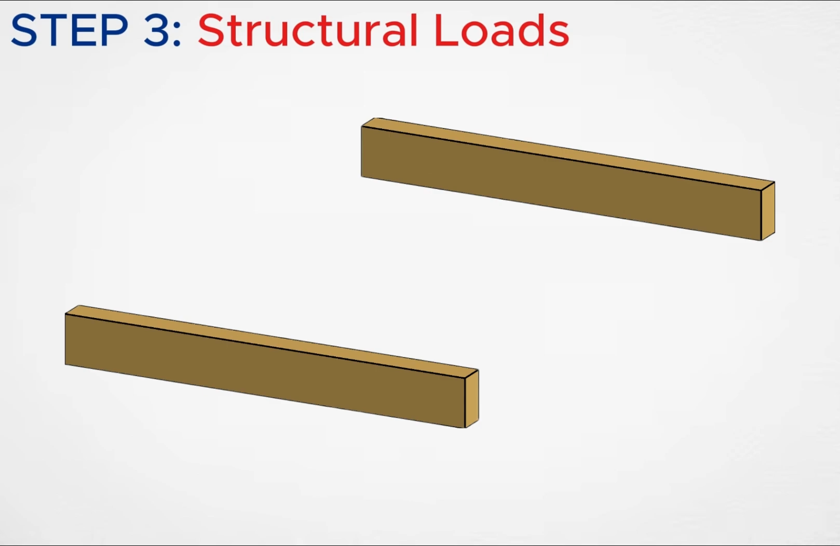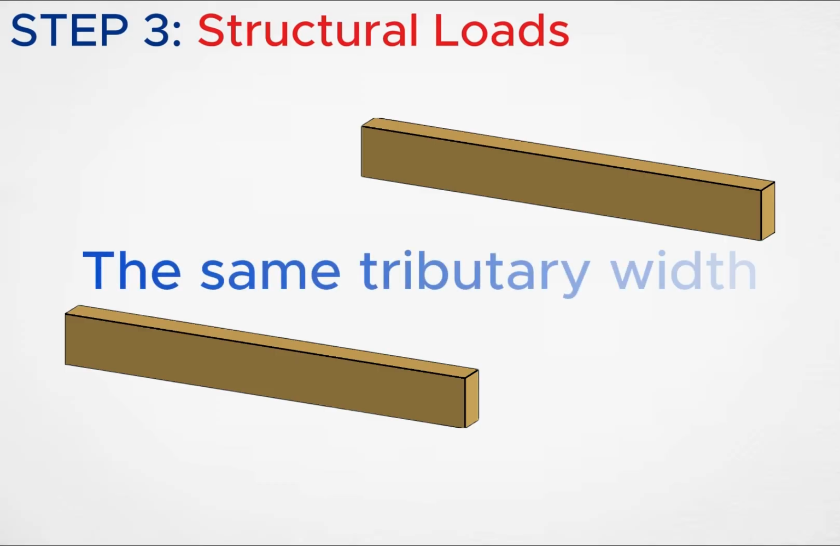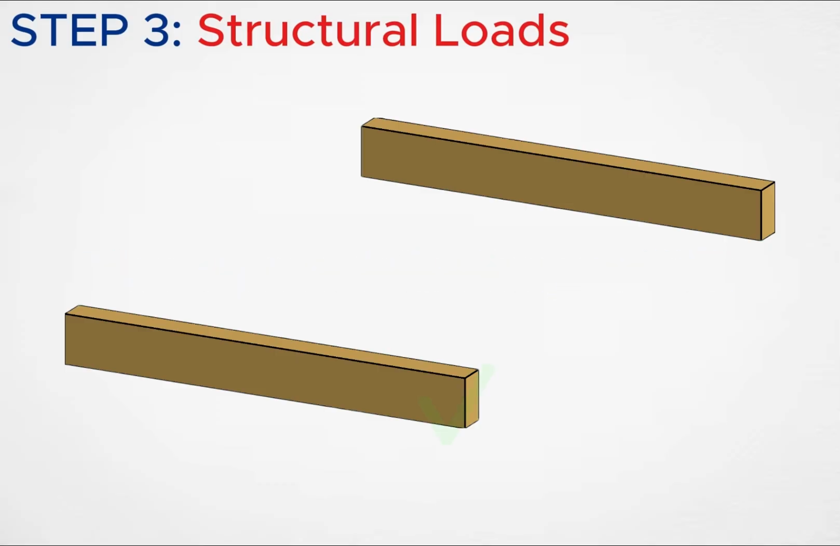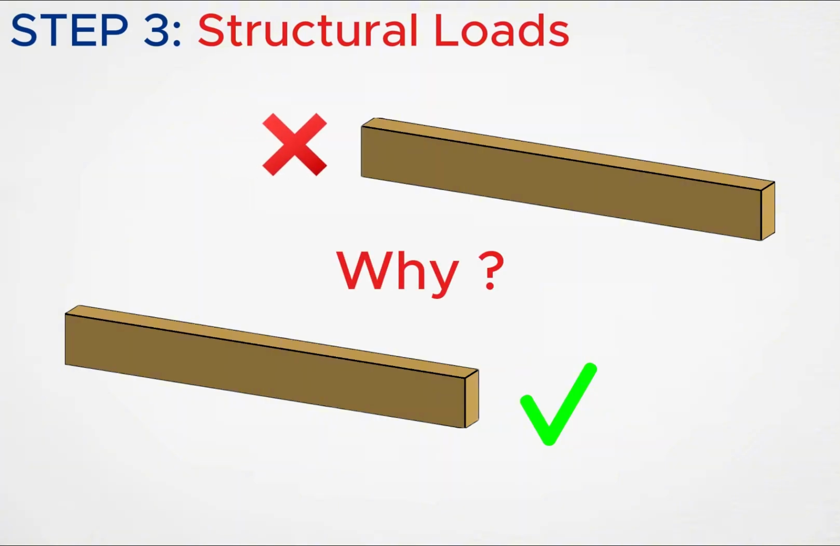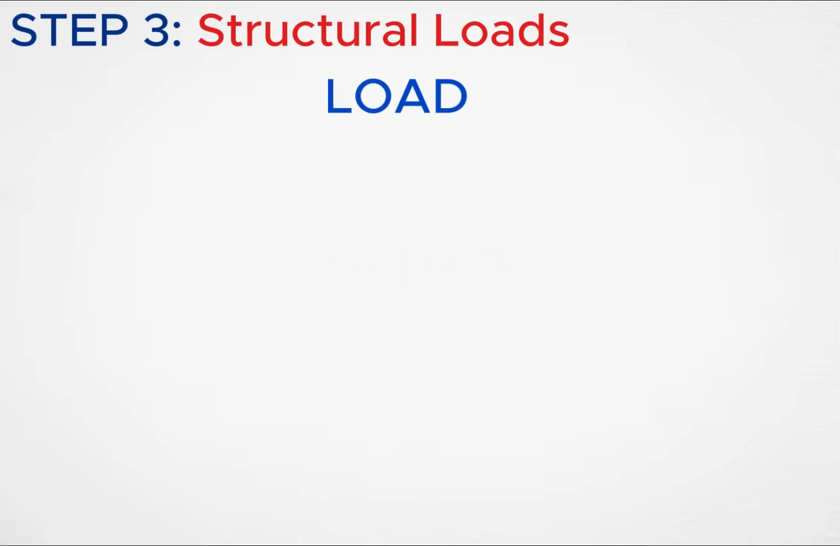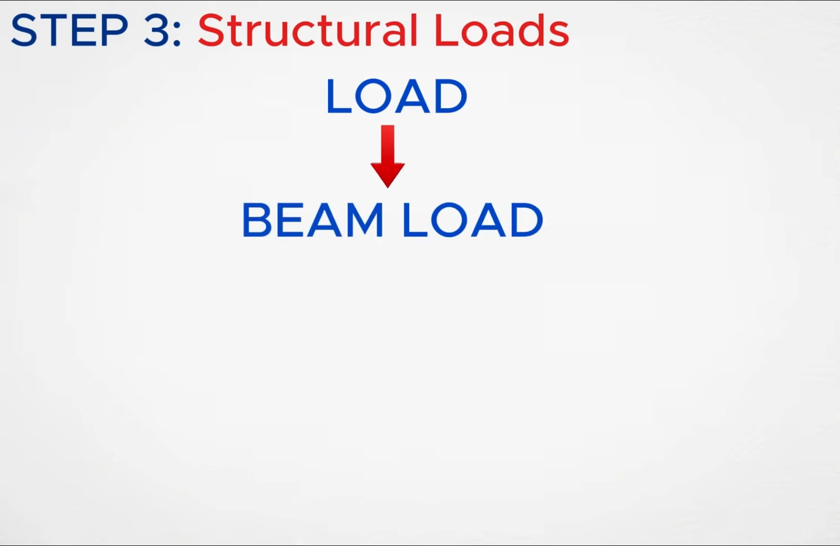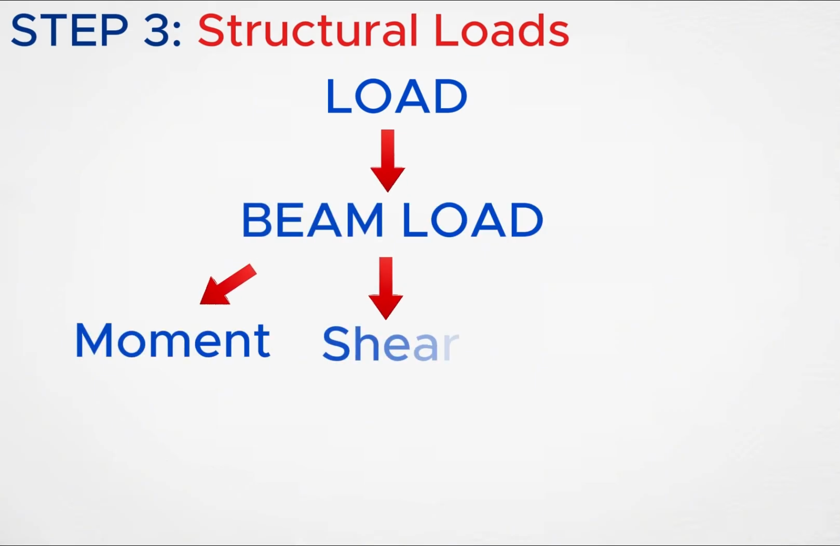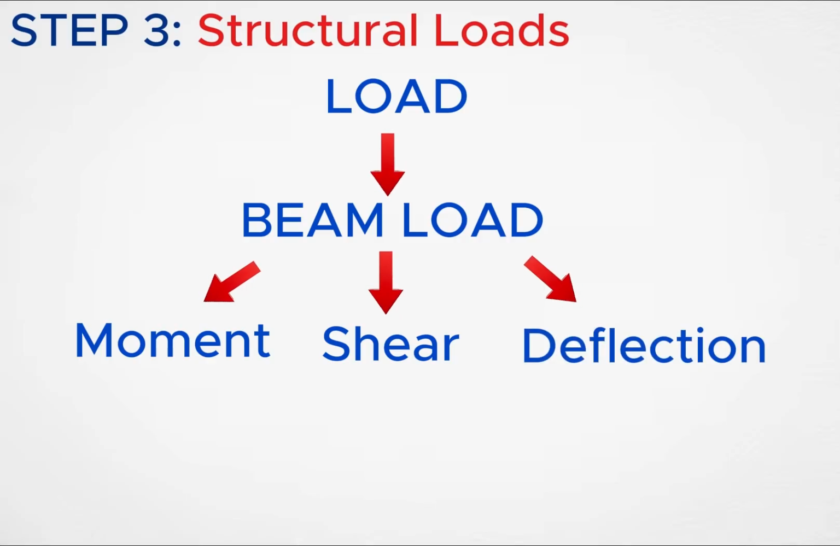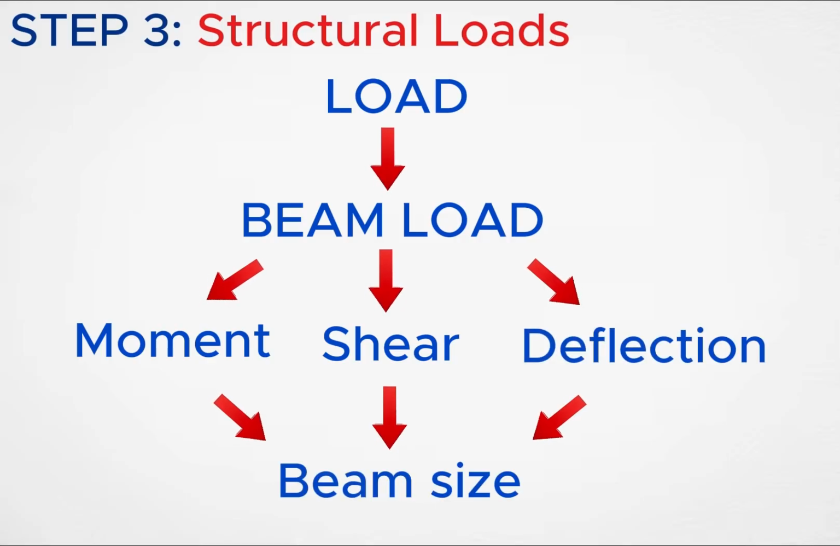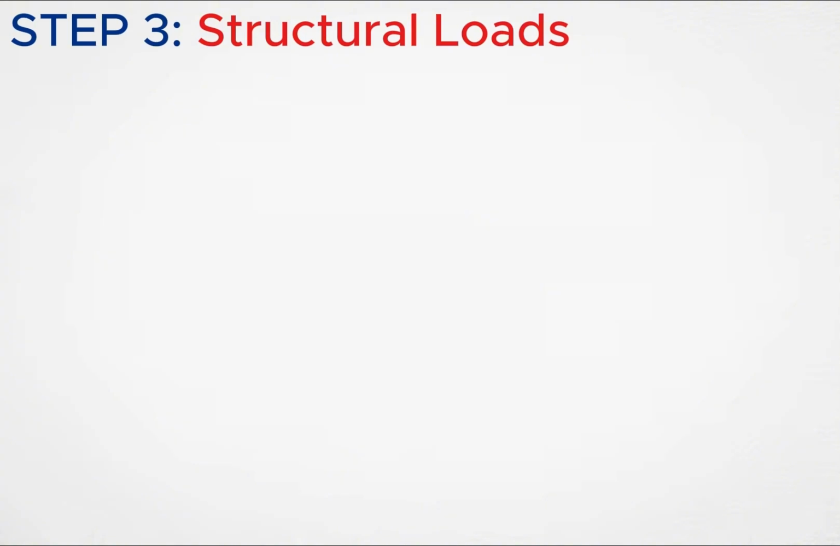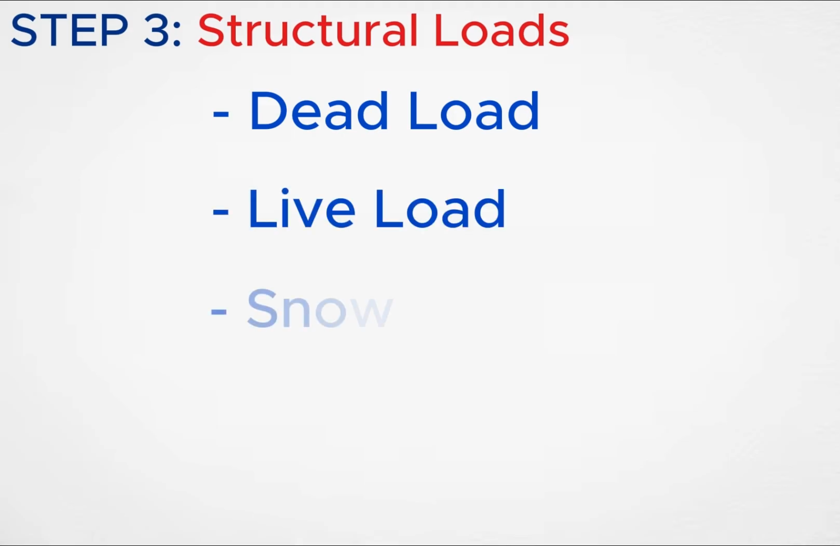Imagine two beams. They have the same span, the same size, and the same tributary width. One beam passes, the other fails. Why? Because the loads are different. In structural design, loads control everything: the beam load, the bending moment, the shear force, the deflection, and ultimately, the beam size you choose. The three most common loads you'll encounter are dead load, live load, and snow load.